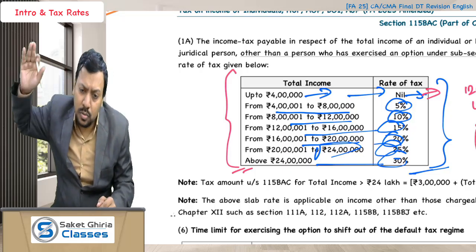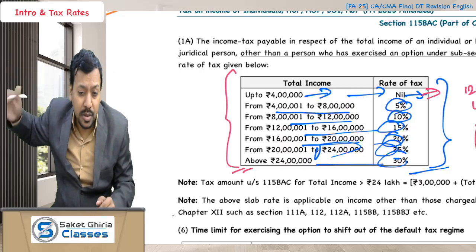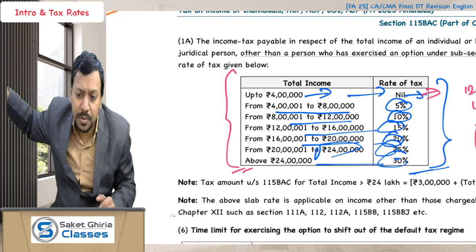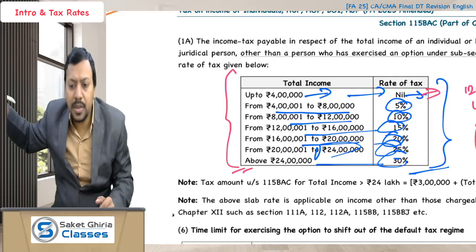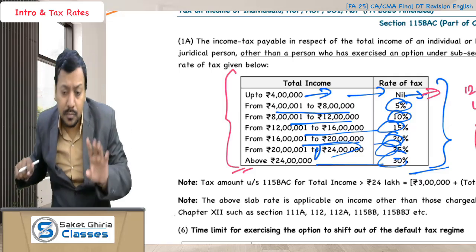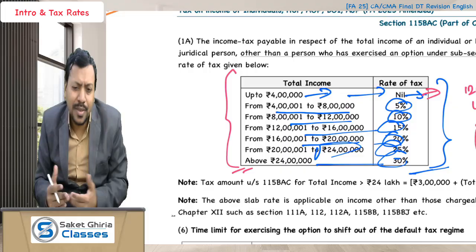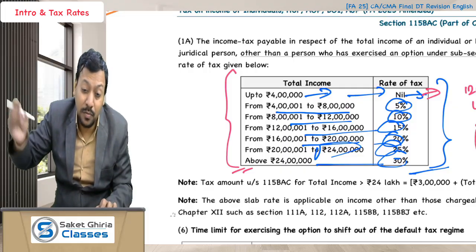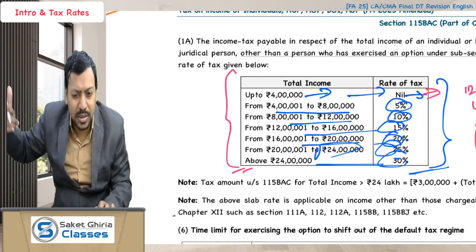5% slab rate. So 0 to 4 nil, 4 to 8 5%, 8 to 12 10%, 12 to 16 15%, 16 to 20 20%, 20 to 24 25%, and above 24 30%. But you guys are not going to get a full-fledged question of calculating the rate of the income tax for the individual in your CA final level.